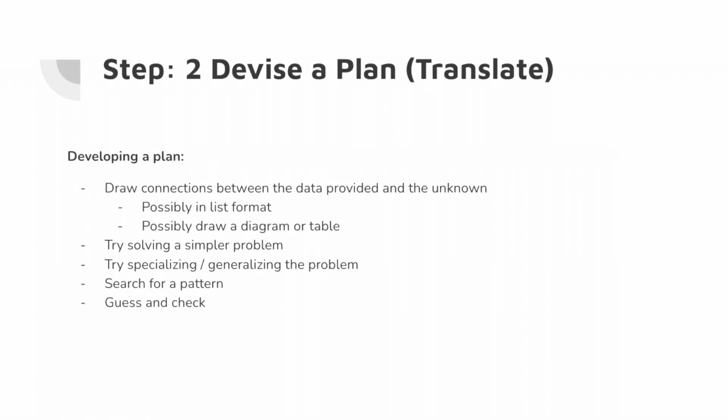Step 2, devise a plan, translate. Developing a plan, draw connections between the data provided and the unknown. Possibly in list format, possibly draw a diagram or table. Try solving a simpler problem. Try specializing, generalizing the problem. Search for a pattern, guess and check.